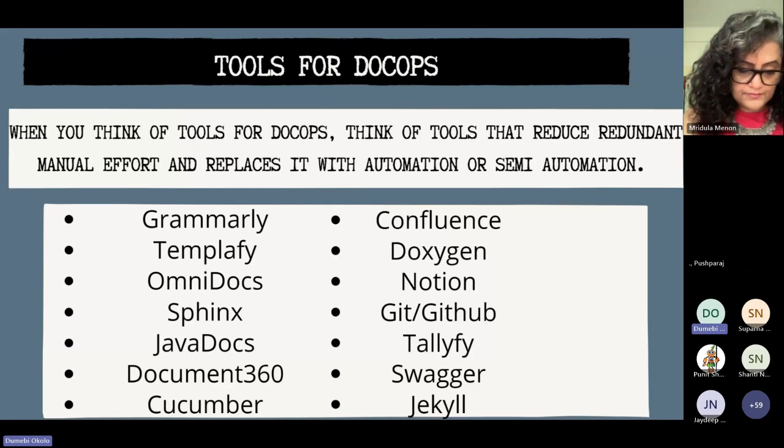So we have tools like Grammarly for editing your document. Grammarly is my preferred option. Of course, there are other options for editing and looking through documents. We have Confluence for synergy. We have JavaDocs and Sphinx. I want to talk about them especially.